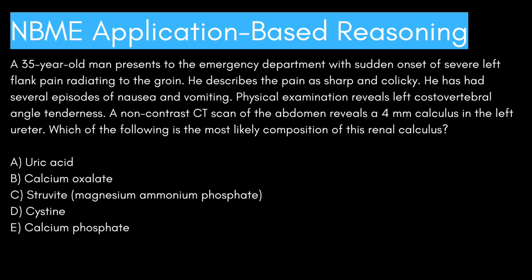A 35-year-old man presents to the emergency department with sudden onset of severe left flank pain radiating to the groin. He describes the pain as sharp and colicky. He has had several episodes of nausea and vomiting. Physical examination reveals left costovertebral angle tenderness. A non-contrast CT scan of the abdomen reveals a 4 mm calculus in the left ureter. Which of the following is the most likely composition of this renal calculus?